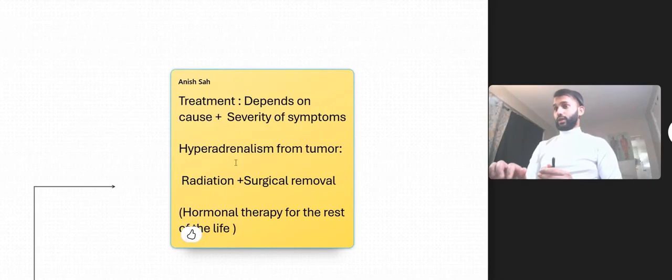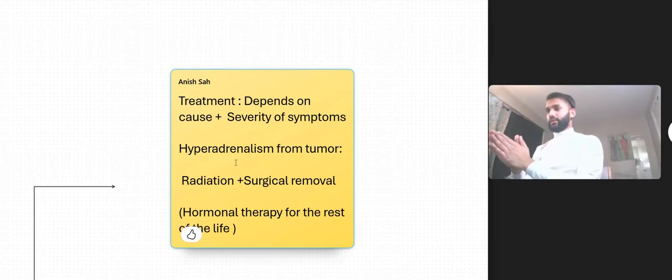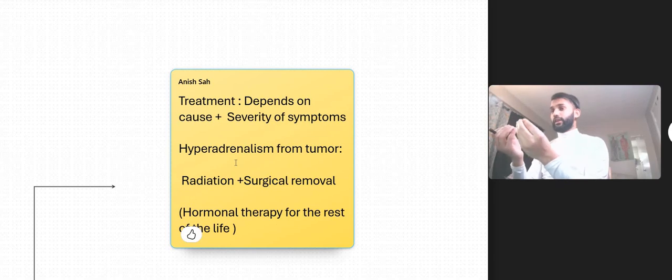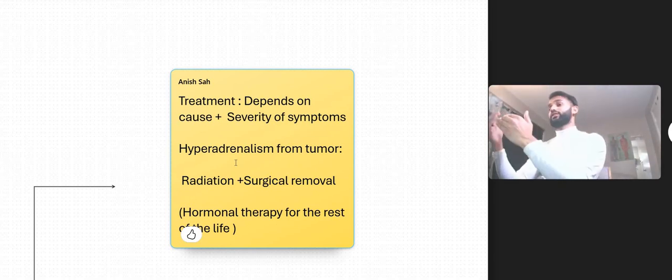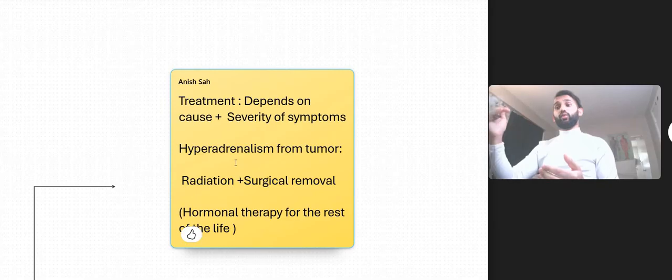Now, moving forward, we have treatment options. Treatment depends on what's the cause plus what's the severity of symptoms. If it is hyperadrenalism from a tumor, meaning that the adrenal gland itself has a tumor, and as a result it's increasing in size and producing too much of its hormone, then we can do two things. We can try the radiation. If the radiation is not working, then we can approach the surgical removal option.